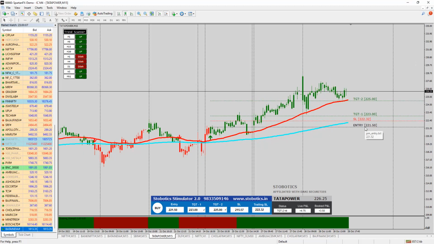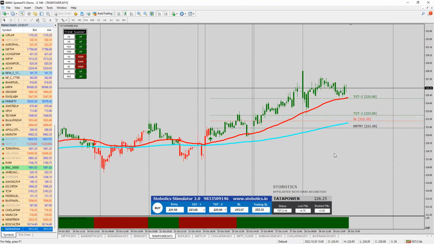At the same time, we got a crossover of 250 and an entry at around 222. So 10% is what I am looking at for the rally, which goes to 243. So 235, 240 is a decent amount of money we can make in Tata Power. I think on Monday those people who are holding will get the whole profit. All right, so this was Tata Power.